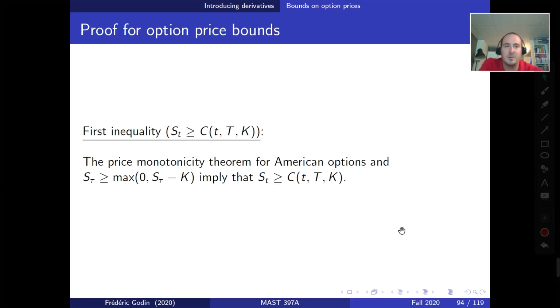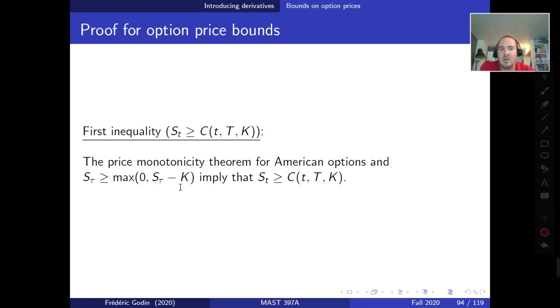First inequality. We said that the underlying asset price is greater or equal to the price of an American option on that underlying asset. This result is simply shown by the monotonicity theorem for American options. If we check at any possible time tau, at which you would exercise the option, the payoff from the stock is S tau, which is greater or equal to 0. The price of a stock is never negative, and it is greater or equal to S tau minus K.